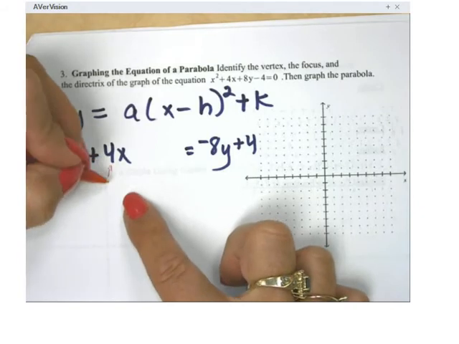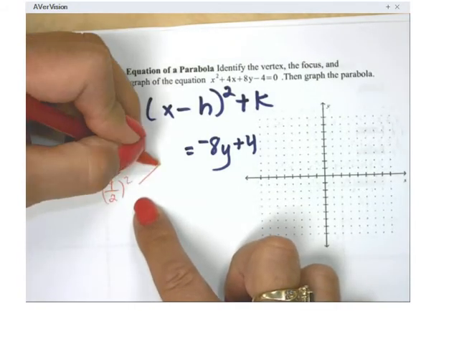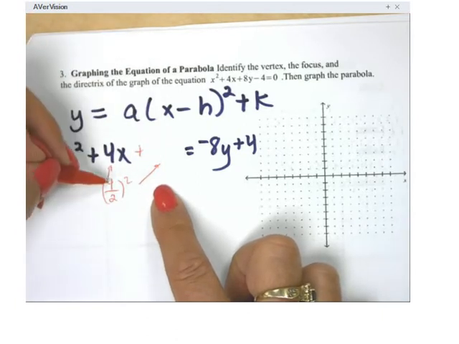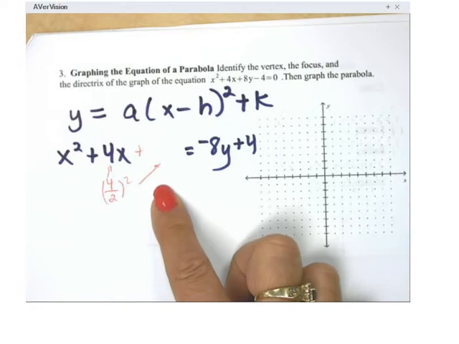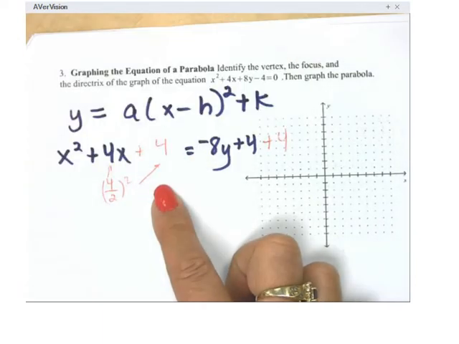So I'm going to keep my x's on one side, and I'm going to move my other numbers to the other side. So I'm going to subtract 8y from both sides, and I'll add 4 to both sides.